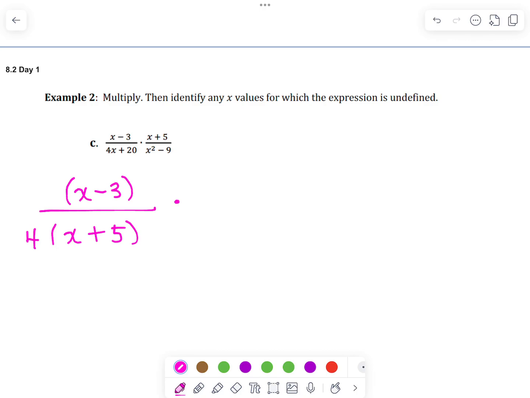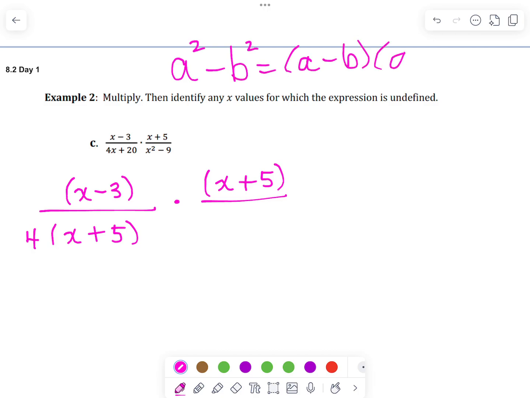Then in the second fraction, its numerator just stays as x plus 5. The denominator has factoring by the difference of two squares. So the difference of two squares is a squared minus b squared is a minus b, a plus b. So we're going to write this as x minus 3 and then x plus 3.